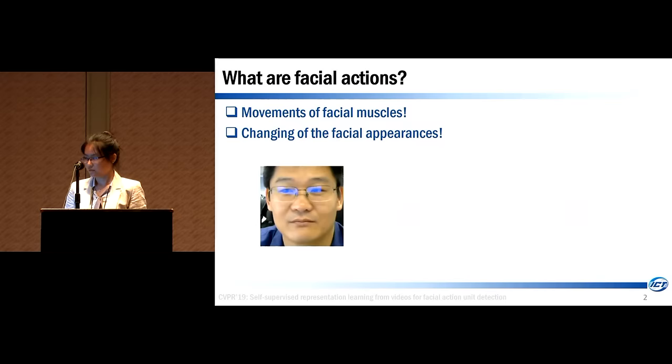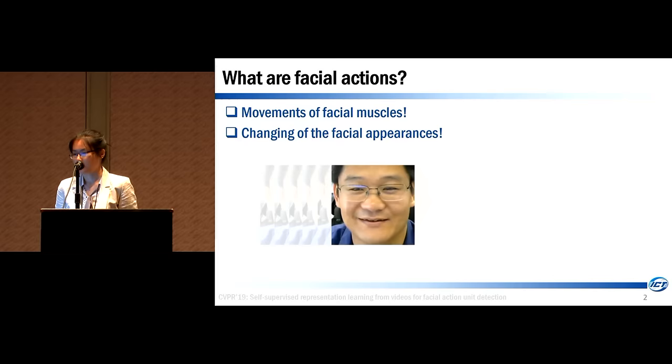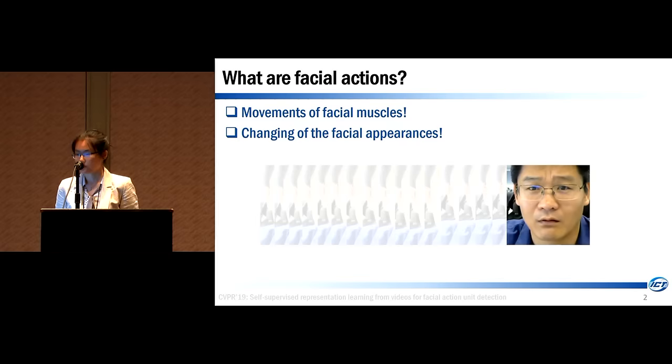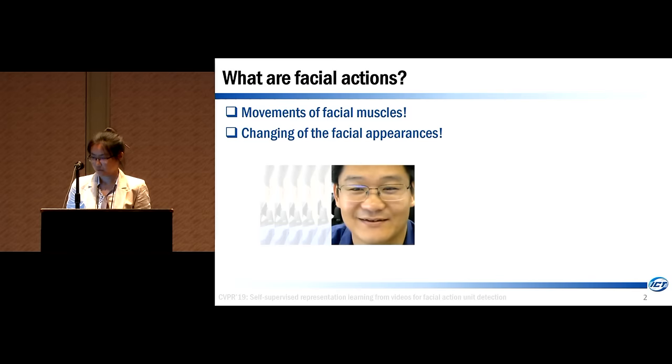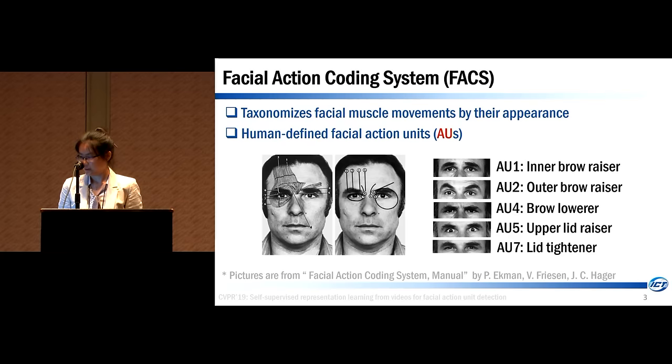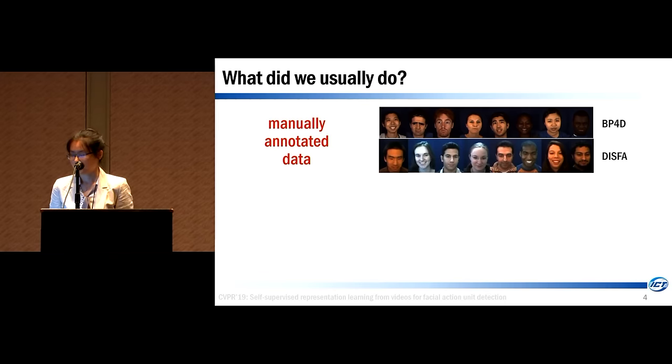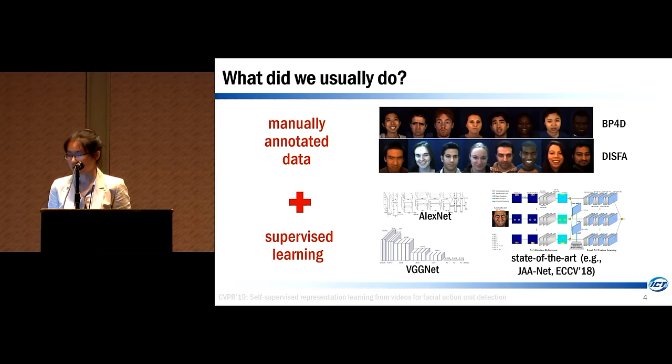Before introducing our method, let's discuss what facial actions are. Facial actions are the movements of facial muscles. They are shown as changes in facial appearance. Here is an example acted by Professor Shiguang Shan, one of the co-authors. To analyze facial actions, the famous US psychologist Ekman and his colleagues proposed FACS. They define the contraction or relaxation of individual muscles as a facial action unit, or AU. Usually, we annotate faces with AUs, and then we train a model to predict the presence of each AU in a supervised manner. However, the annotations of AUs are very expensive.